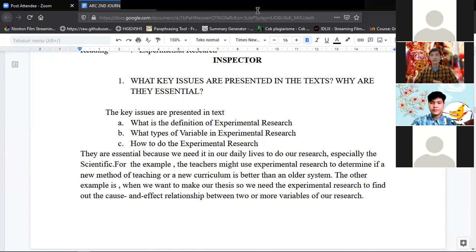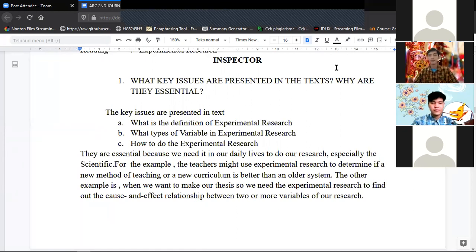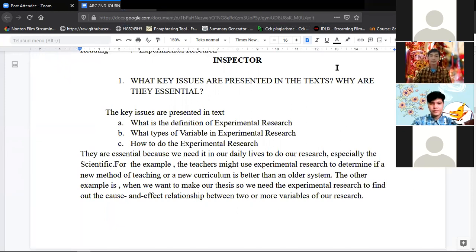So now I'm the inspector. The first question is, what key issues are presented in the text and why are they essential? I found three key issues in the article. The first one is, what is the definition of experimental research? The next one is, what types of variables are in experimental research? And the last is, how to do experimental research? And why are they essential?